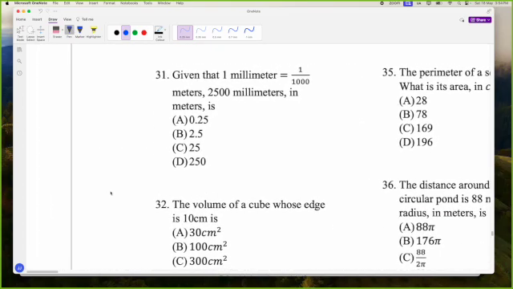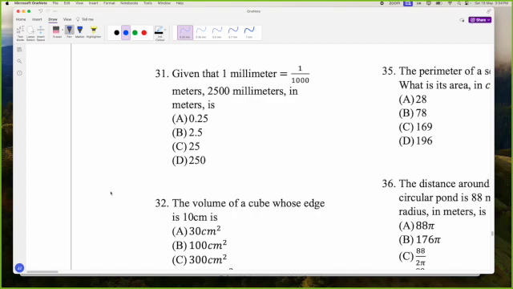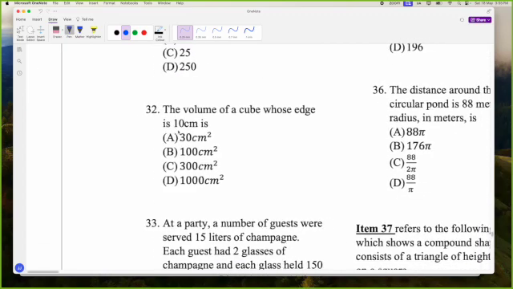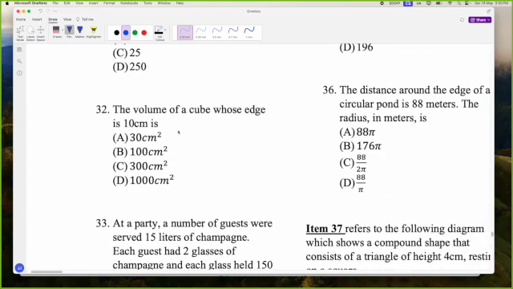Given that 1 millimeter is 1 over 1,000 meters, so 1 millimeter is 1 over 1,000th of a meter. So 2,500 millimeters will be, oh God, 2,500 divided by 1,000, 2.5 meters. Let me know if anybody wants me to explain anything.